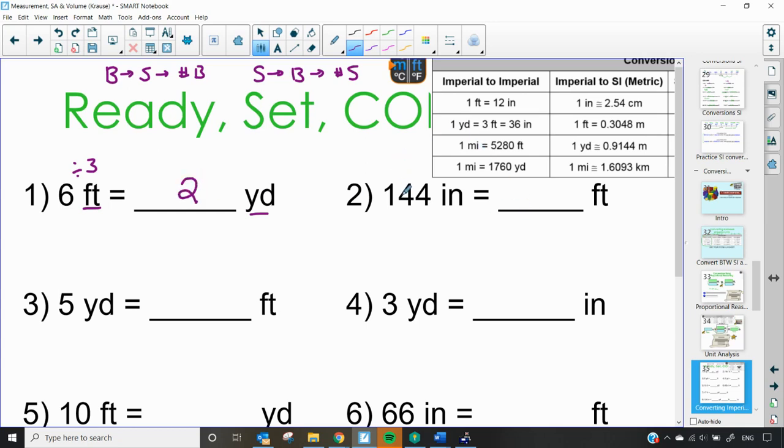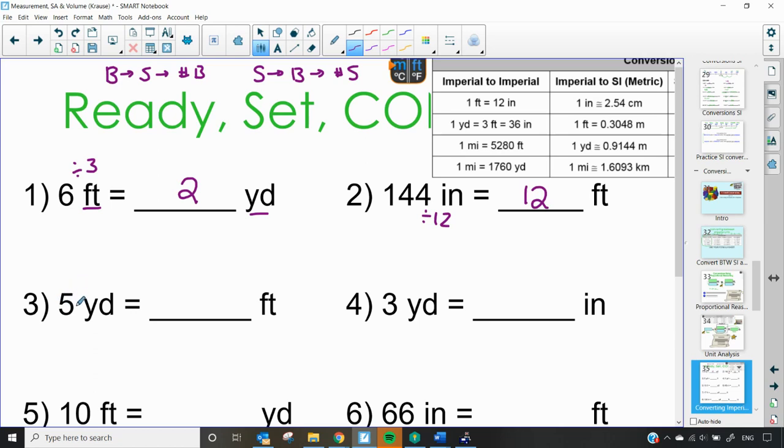For the next one, I'm going from inches to feet. There are 12 inches in 1 foot. Inches are smaller than feet, so if I'm going from a smaller unit to a bigger unit, my number gets smaller. I'm going to divide by 12. So 144 divided by 12 will give me 12 feet.